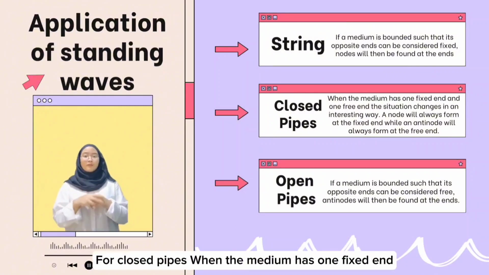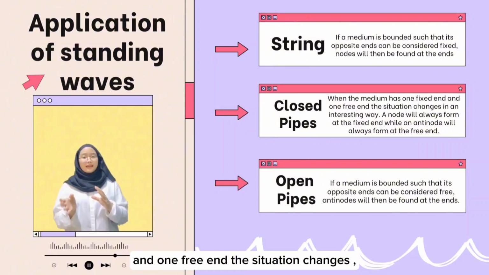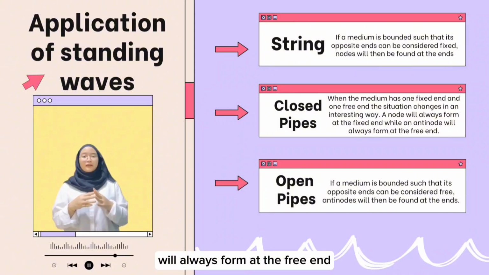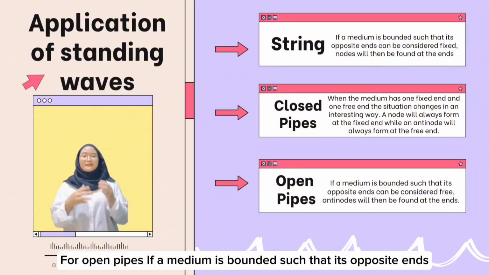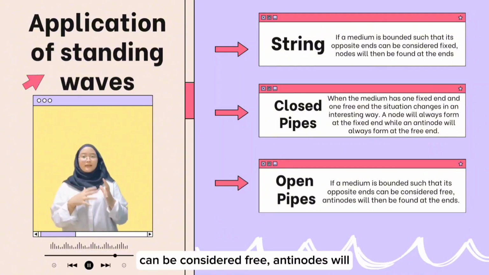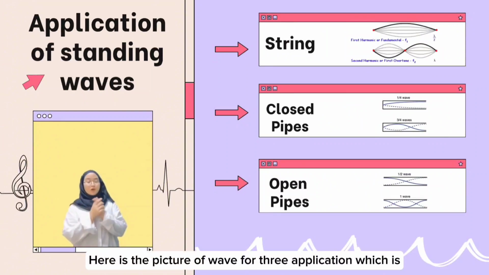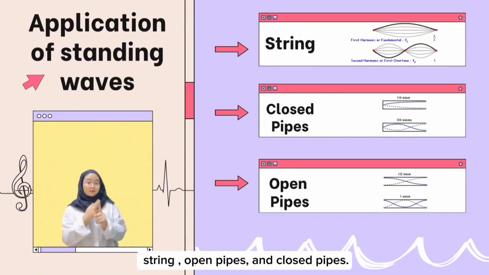For closed pipe, when the medium has one fixed end and one free end, the situation changes. A node will always form at the fixed end, while an antinode will always form at the free end. For open pipe, if a medium is bounded such that its opposite end can be considered free, antinode will then be found at the end. Here is the picture of wave for three applications, which are string, open pipe, and closed pipe.